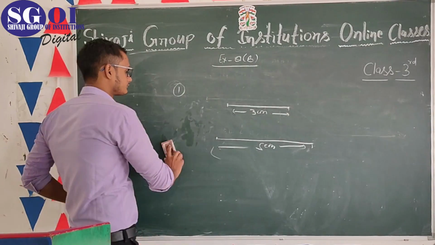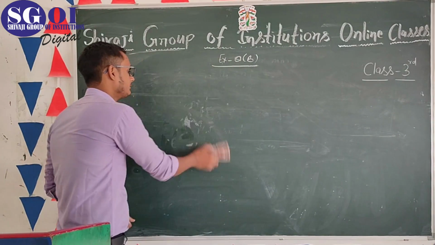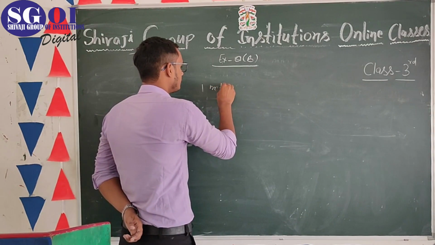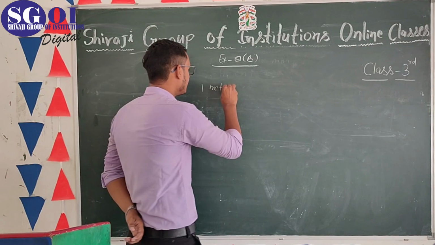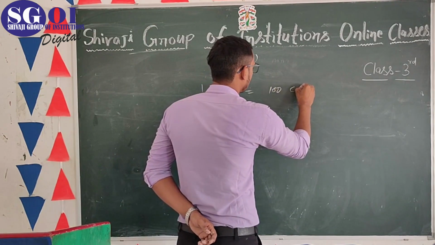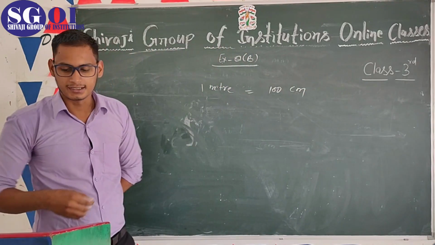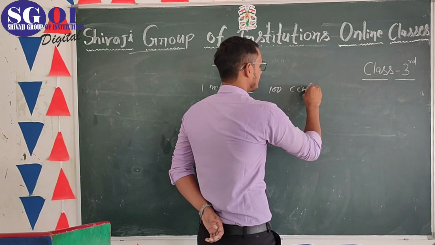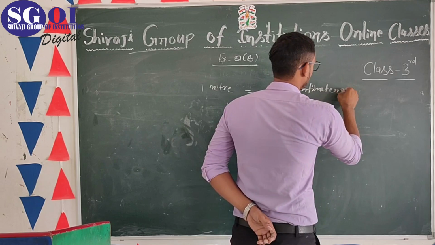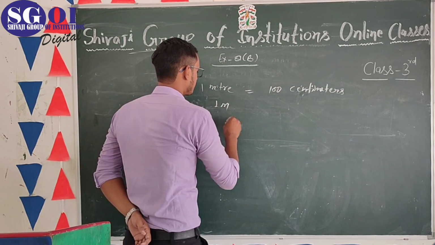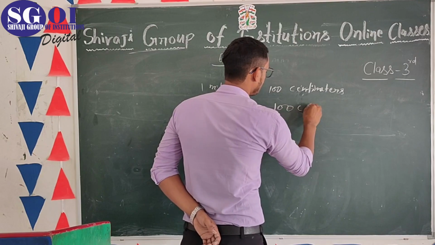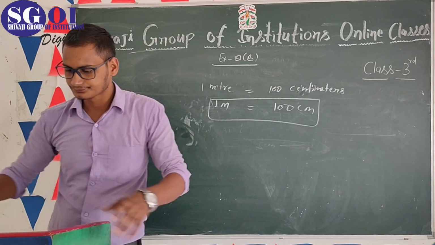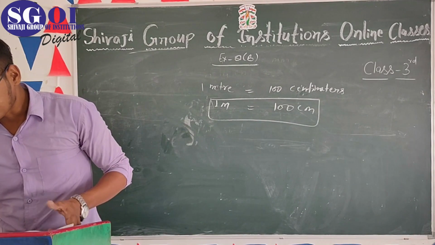Now, as we know, 1 meter is equal to 100 centimeters. And we also write 1 meter is equal to 100 centimeters. Understood? So, your exercise 8C.